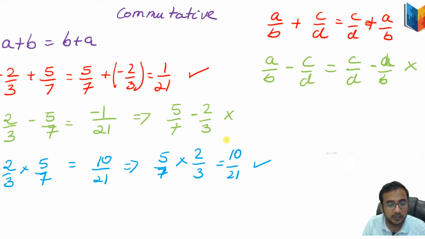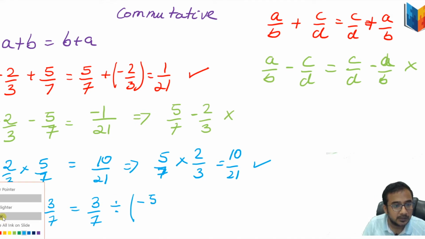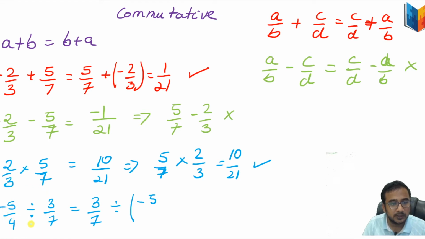Let us try for division. If I say minus 5 by 7 divided by 3 by 7, what you have to do is, I will put a question mark, and in the comment box you all can tell me what the value will be. Okay, so minus, let us take just a minute. I will remove a little bit. I will make some changes. It will be this, and yes.